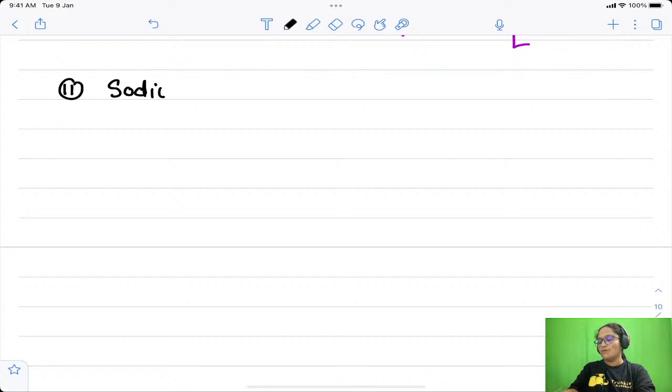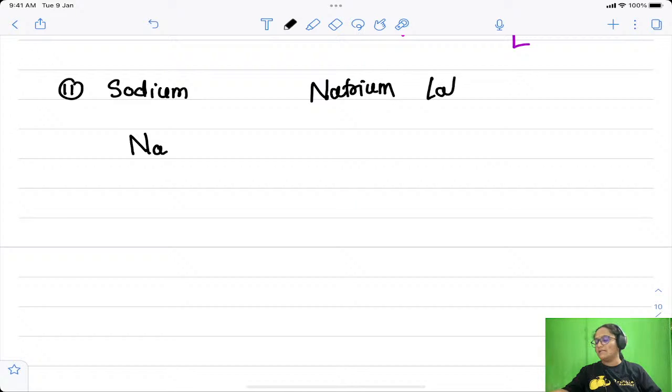Okay, we know about sodium very well. The symbol for sodium is Na, N capital A small. Why is it Na? Why not S? Because S was already taken by sulfur. Sodium is called Na because its Latin name is natrium. Therefore Na, from its Latin name, is taken for its symbol, right?